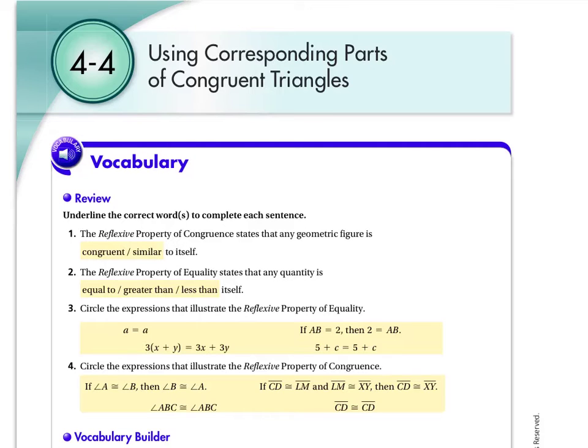Hi, this is Mr. Kinnemer, and today we're going to be discussing Chapter 4, Section 4 in our geometry books, using corresponding parts of congruent triangles. This section is a culmination of the four corresponding triangle shortcuts we've been discussing for the last few days. Side, angle, you get the idea.